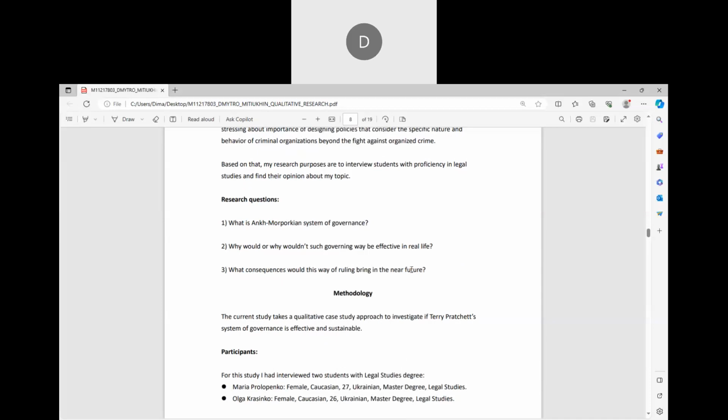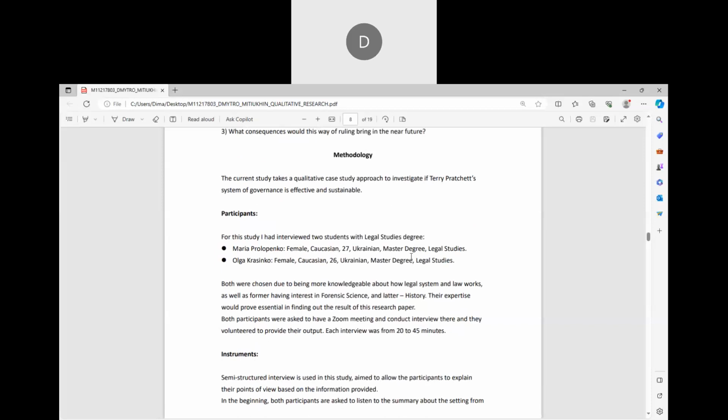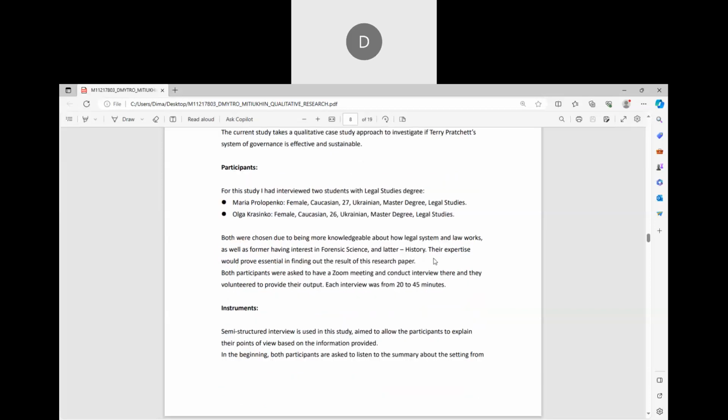My methodology is based on a qualitative case study approach to investigate if such governance will be effective and sustainable. Two of my participants are Ukrainian students, Maria Prokopenko and Olga Krasinko, whom I contacted via Zoom. They both have master's degrees in legal studies, and Maria is also focused on forensic science, while Olga focused on the history of crime, which also helped me a lot in this.